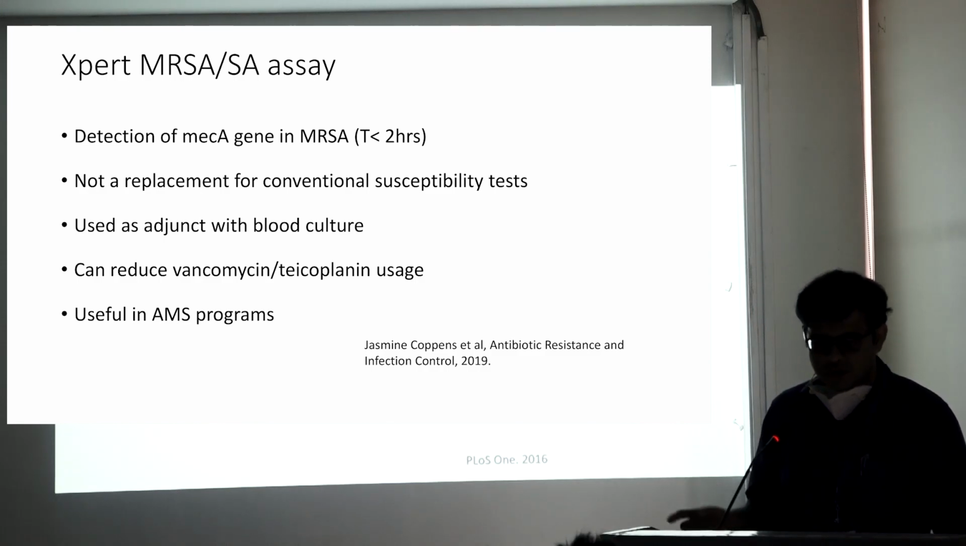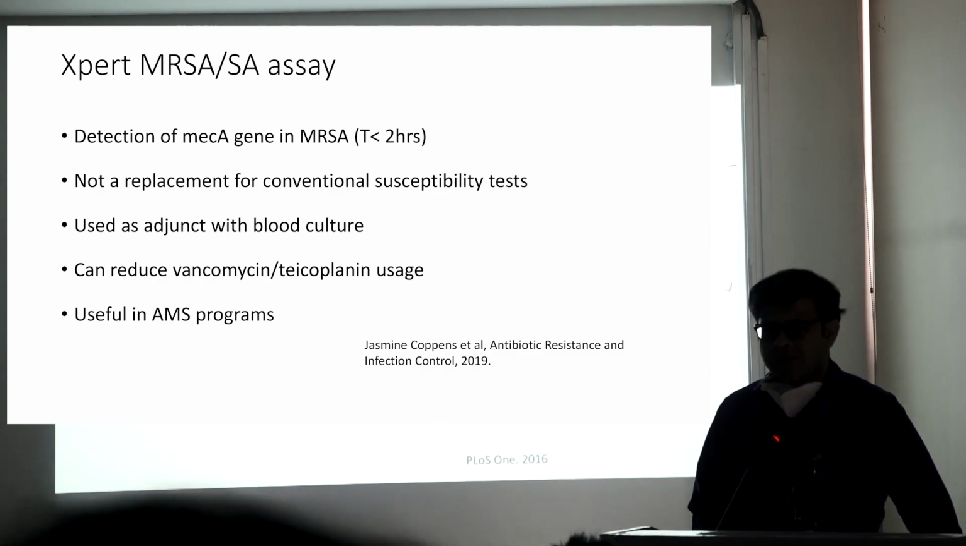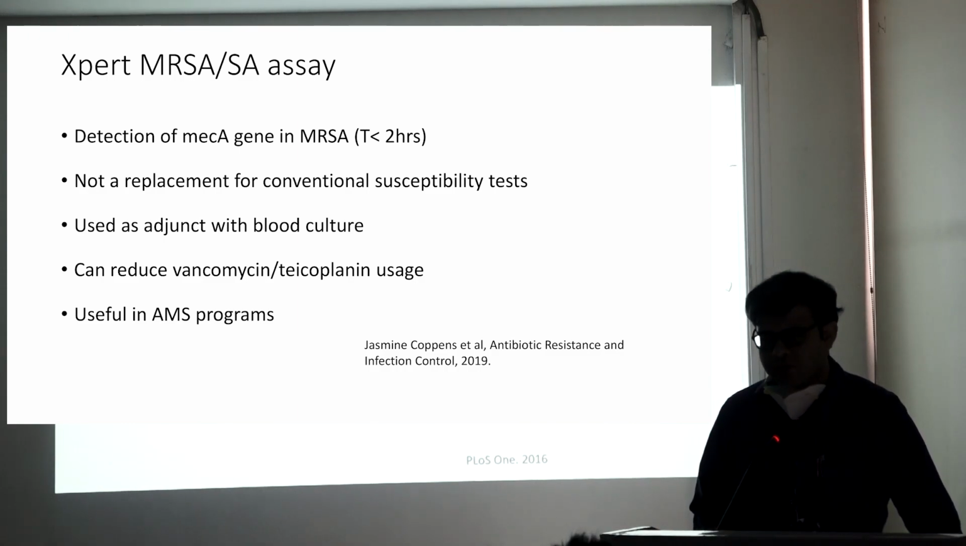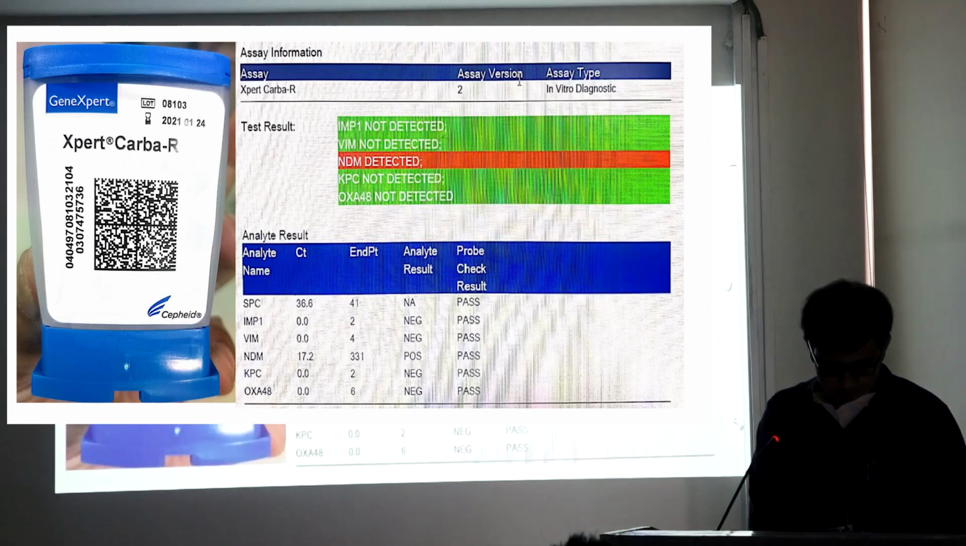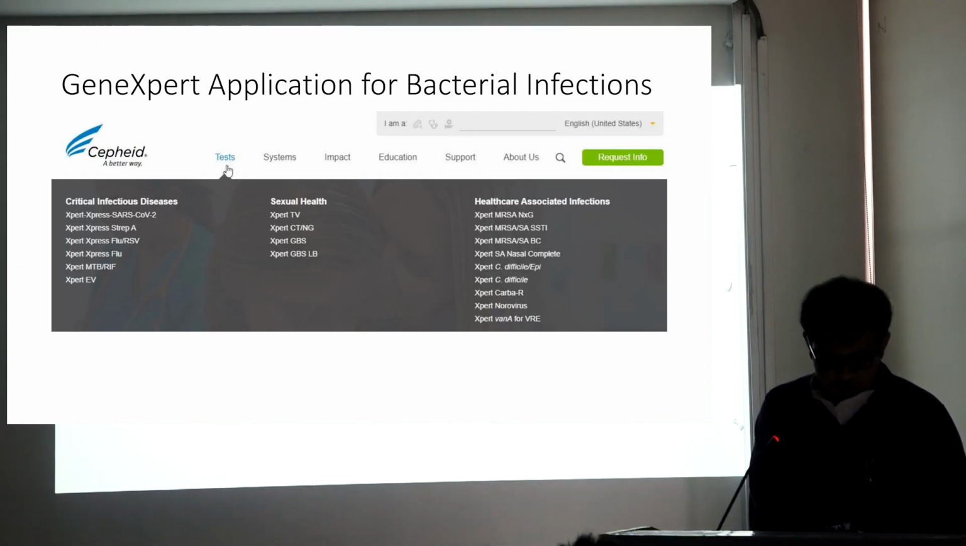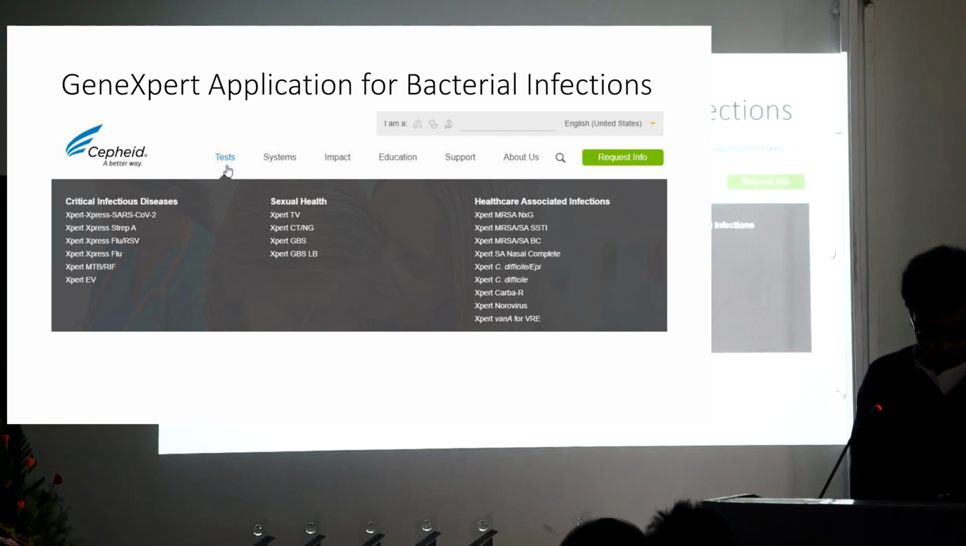in that case, we just need to put that culture sample into the Xpert Carba, and you will get these antibiotic resistance genes. The turnaround time is less than 1 hour, and it is also a cheaper test compared with multiplex PCR. This is how you get the report, like NDM detected, and you plan your treatment accordingly. So there is a GeneXpert application for bacterial infections as well.